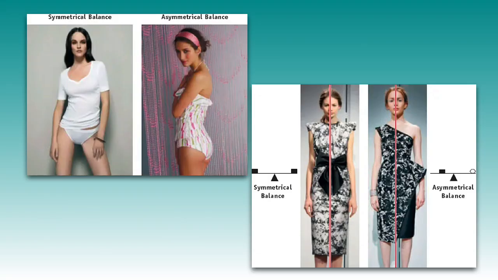So let's take a look here at symmetrical balance and asymmetrical balance. We're going to look at it from the perspective of using the human body as an example, and then we will look at it from the perspective of a garment that is on the human body. So when we look at the picture on the left, we have a young lady showing her body here. When you look at her straight on, you can see the symmetrical balance, right? She has two legs, she has two arms, she has two eyes. You can see the symmetry there.